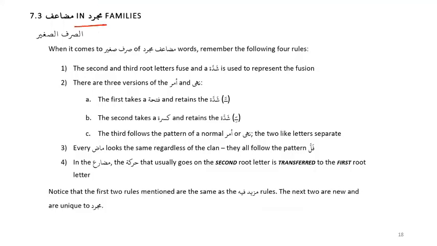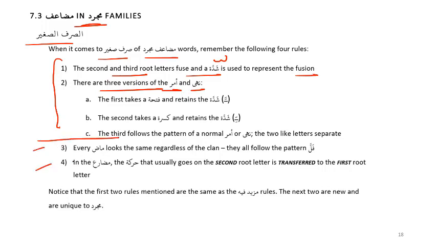Okay. Coming now to mujarrad. Sarfe sagir with mujarrad. So mudaaf, mujarrad, sarfe sagir. So now we are going to focus on the salasi mujarrad. The entire discussion up till now was on mazid fi, but now we are coming to salasi mujarrad. The first two rules are the same. The second and third root letters fuse and a shadda is used to represent the fusion. And then there are three versions of the command and the negative command. So these rules are the same, but then there are two new rules.